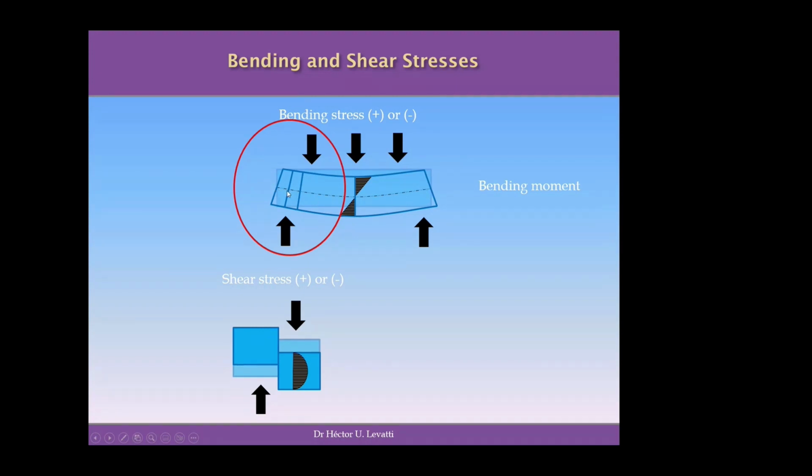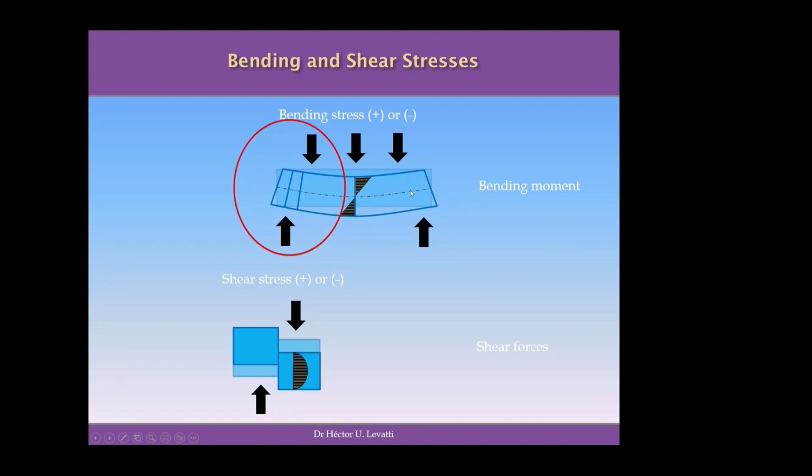This deformation in this way, producing tensile stresses at the bottom of the beam, is what we call a bending moment, a positive bending moment. The opposite, as for example in a cantilever beam, is going to be a negative bending moment and a negative bending stress as well. But as you see, the bending stress is actually positive or negative at the same time, because we have this linear variation of the stress.